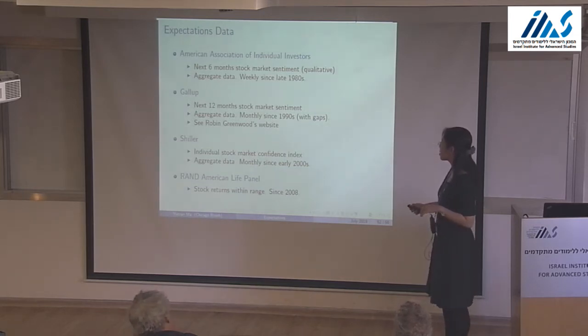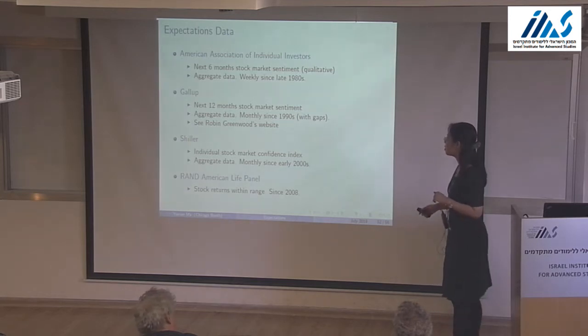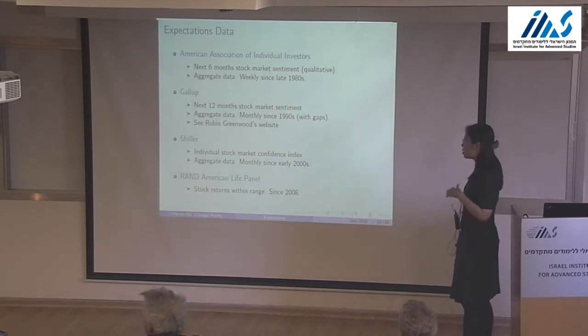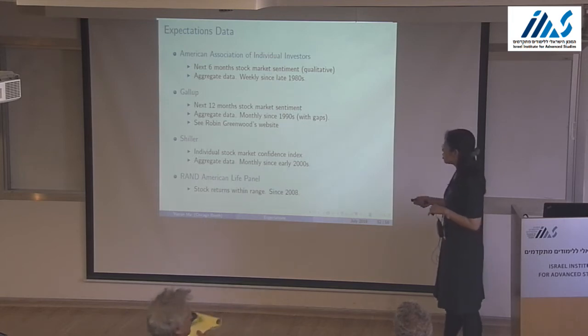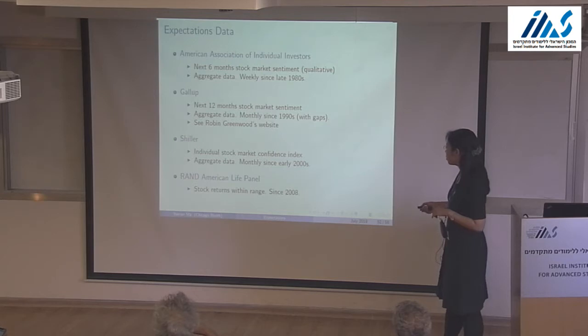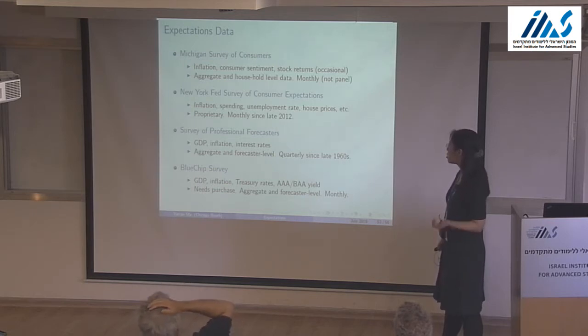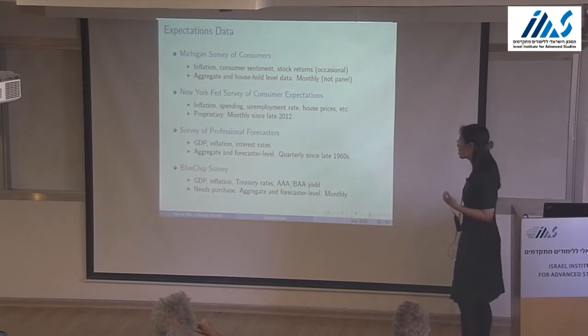Also the Gallup survey. This is part of the Gallup effort, although they have some gaps in this collection, but roughly with all these data, you see pretty similar overall. The first principal component explains a lot of these movements across all these surveys. Shiller has been collecting a stock market confidence index, and that's publicly available through Yale since early 2000. The RAND American Life Panel asks a richer set of questions, and also not just the mean forecast, but also in different bins. But that's a much more recent survey, since 2008. And then you have the classic Michigan survey of consumers, and the more recent New York survey of consumer expectations.